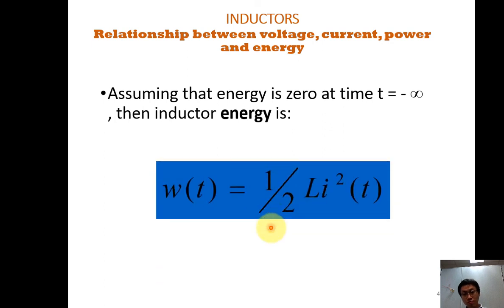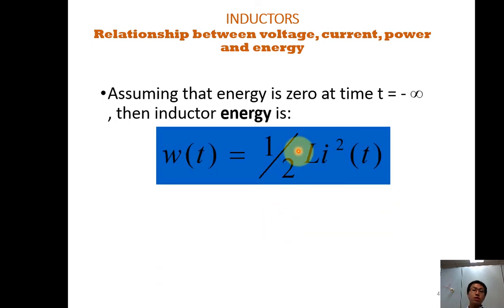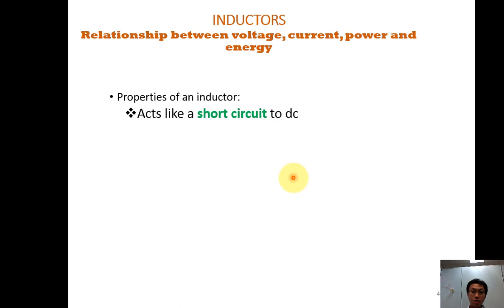So assume that the energy is 0 at the initial time. The inductor energy will become half L i squared. The property of an inductor is that it acts like a short circuit to DC. When there is no change of current inside the coil, it becomes a short, and the current just flows directly through.